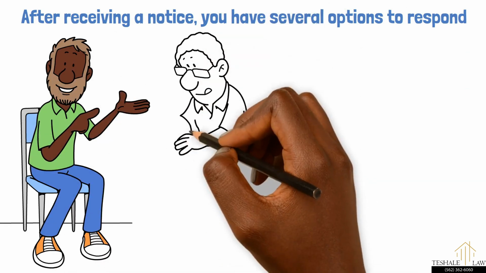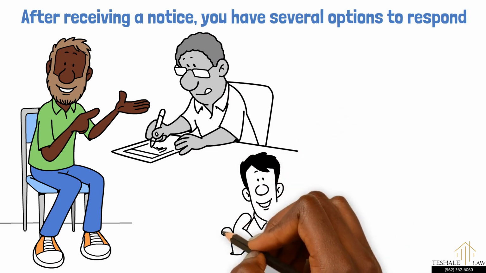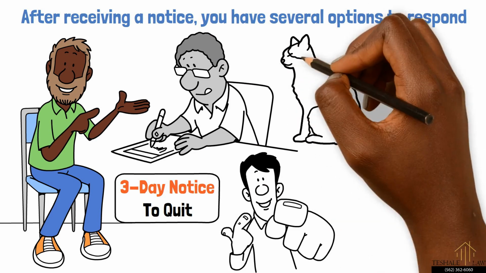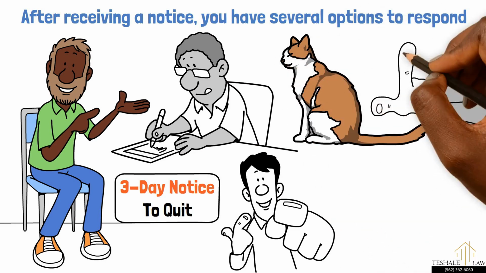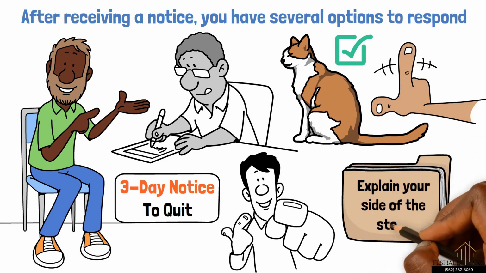Filing an answer allows you to present your defenses and objections to the eviction. For example, if you are served with a 3-day notice to quit, and the notice alleges that you have breached the lease by keeping a pet in the unit, but this is not true or the lease actually allows pets, you can file an answer and explain your side of the story.